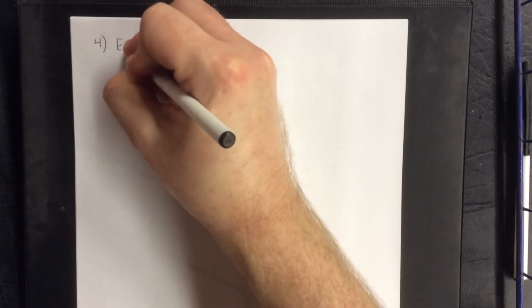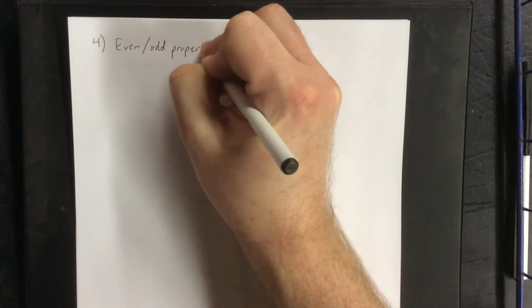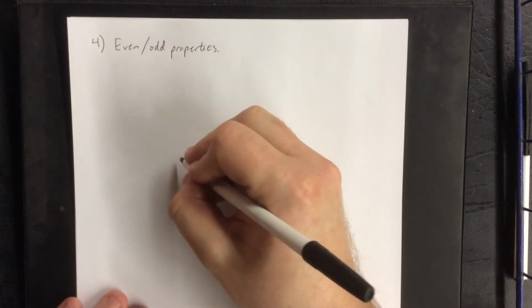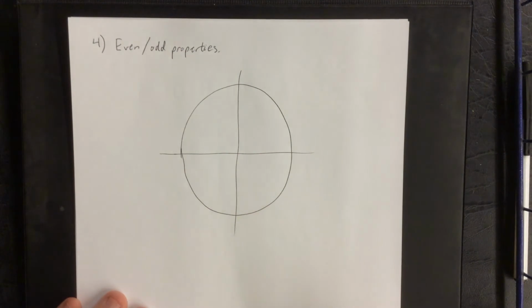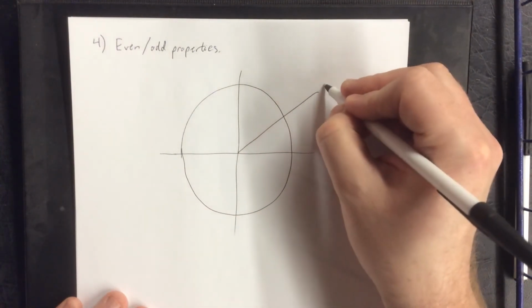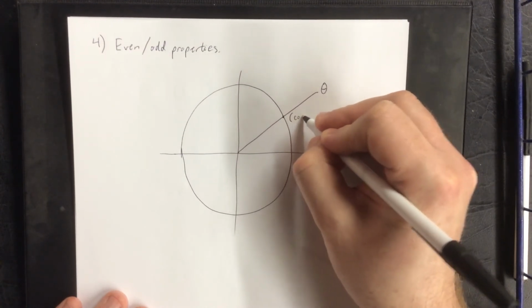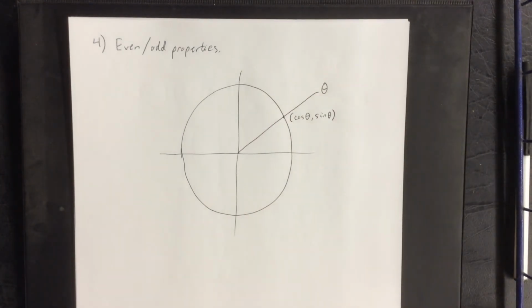And last set of properties is going to be the even-odd properties. The even and odd properties let us know if these trigonometric functions are going to be odd functions or whether they are going to be even functions. Now, in order for us to determine this, we'll need to start with an input of theta with the corresponding ordered pair cosine of theta and sine of theta. Then we would need to consider what does the angle negative theta look like.